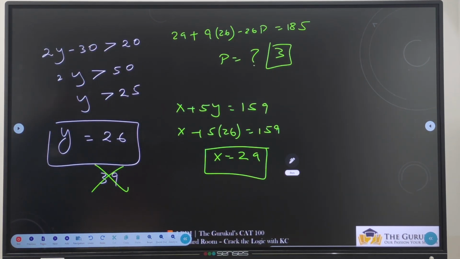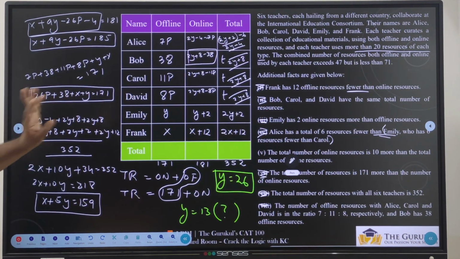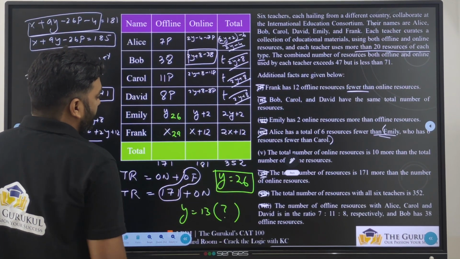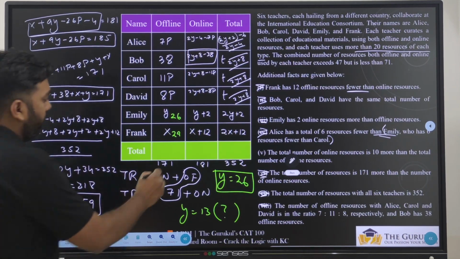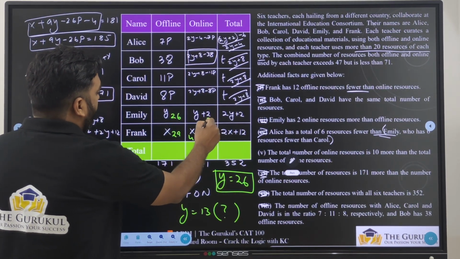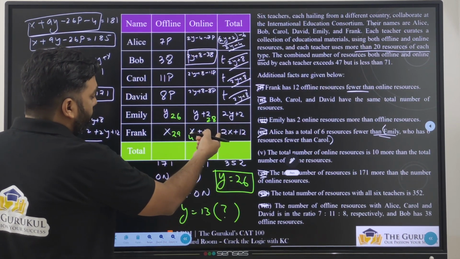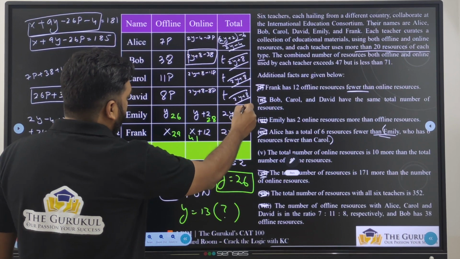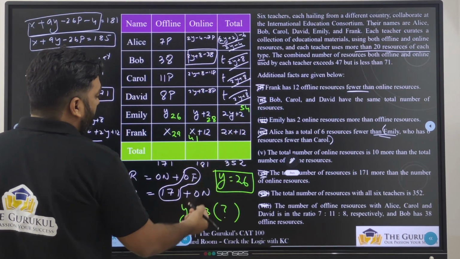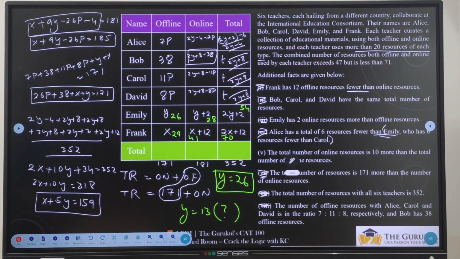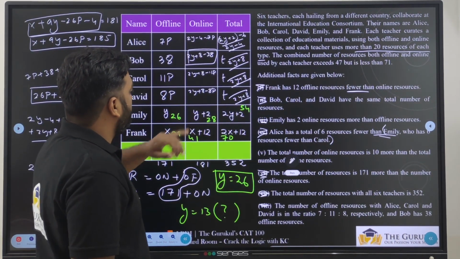I know the p value, the x value, and the y value. We just need to substitute over here. The x value we know is 29, the y value is 26, that will be 41, and this will be 28, and the sum of these two should come here, that is 52 plus 2, that is 54, and this will come here, which is equal to 70. Clear?